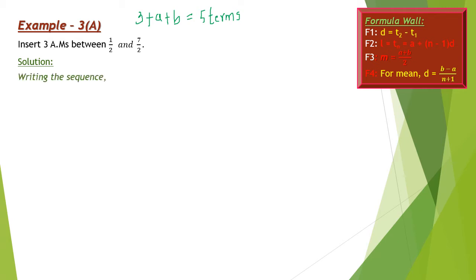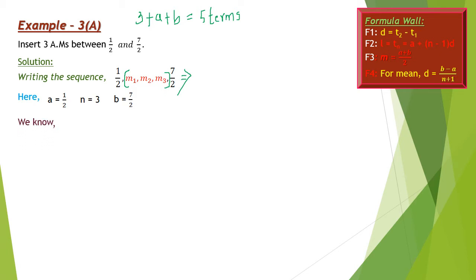Now see the solution. Writing the sequence: 1/2, and there are 3 means m1, m2 and m3, then 7/2. As you can count here, there are a total of 5 terms in our sequence. Here a is 1/2, n is 3, because n is the number of means, not the total number of terms in the sequence. And b is 7/2.